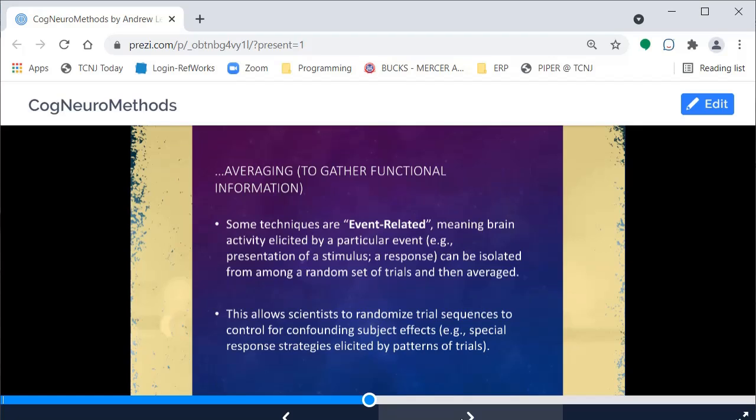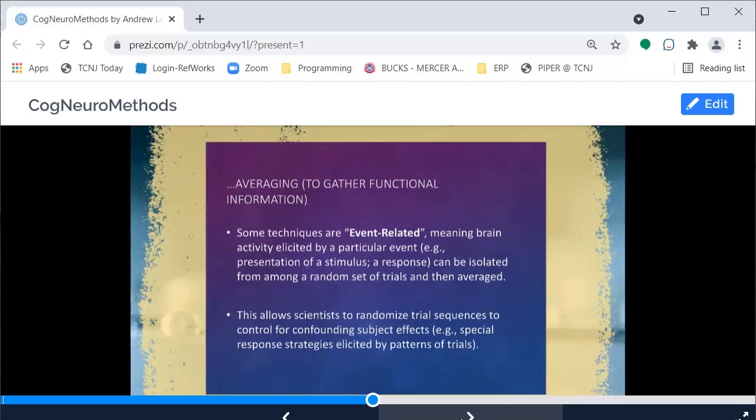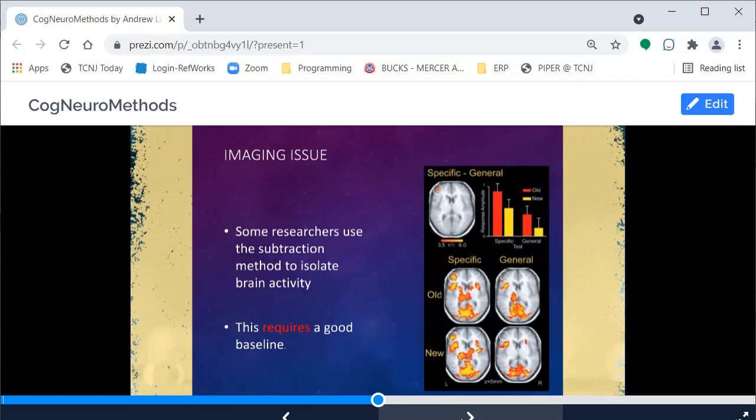But for things like memory, it matters a lot, because if you don't have a random trial sequence, people will pick up on the fact that your trials are not random, and that'll change their strategy, and the strategy will influence their brain activity. So that's something to keep in mind depending on what people are studying.